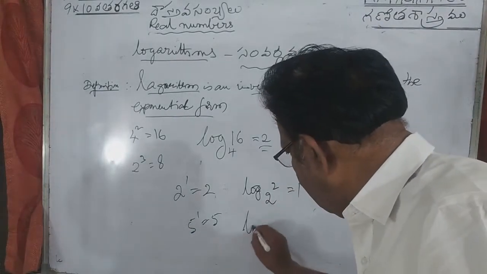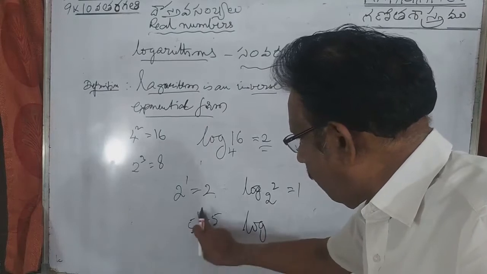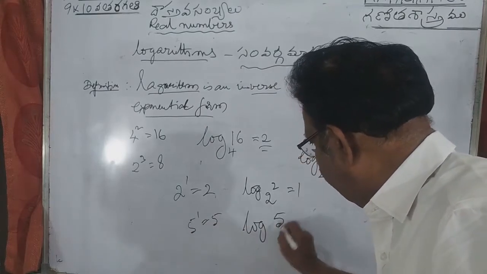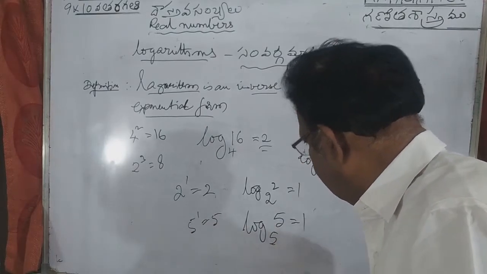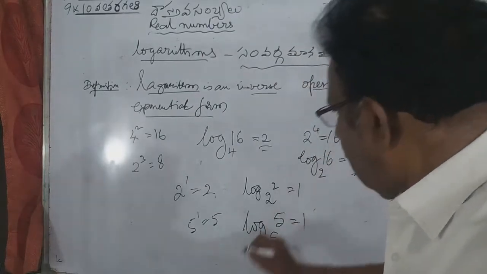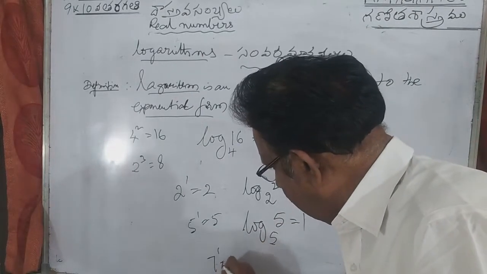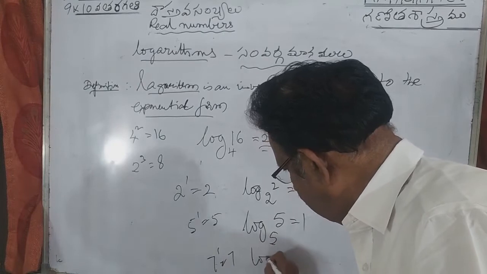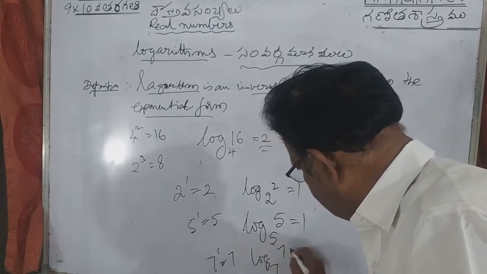Similarly, look at this: 5 to the power of 1 is equal to 5. Therefore, log 5 to base 5 is equal to 1. Similarly, for any number, 7 to the power of 1 is equal to 7. Therefore, log 7 to base 7 is equal to 1.